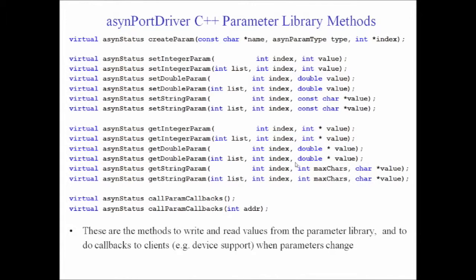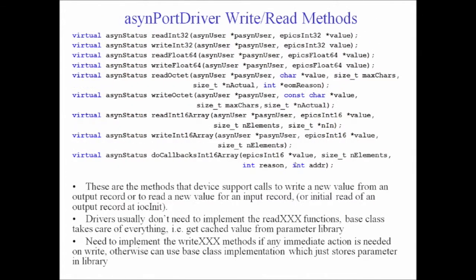And then there's callParamCallbacks. If you give it no arguments, it defaults to just doing the callbacks on address 0. If you give it an address, you can do callbacks on other addresses. So there are methods to set the values, get the values from the parameter library, and do the callbacks when parameters change.